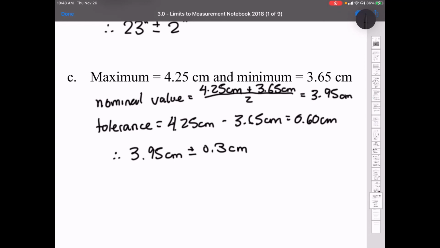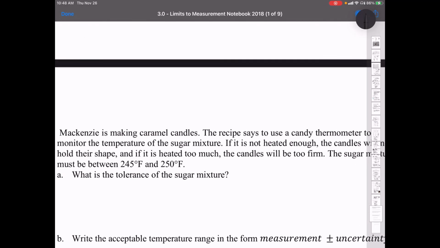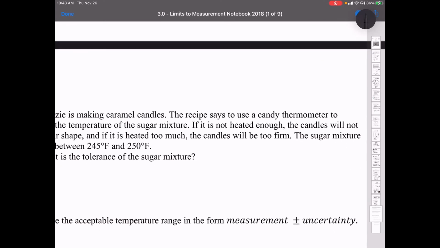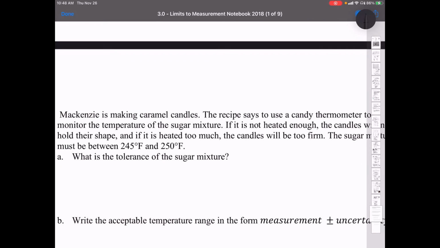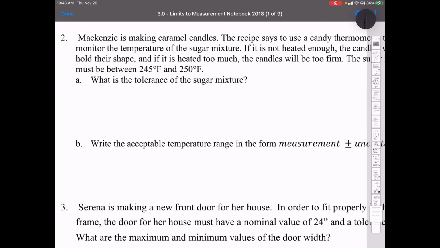All right, next one here. Mackenzie is working on making caramel candles. The recipe says to use a candy thermometer to monitor the temperature of the sugar mixture. If it's not heated enough, the candles will not take their shape, and if they're heated too much, the candles will be too firm. The sugar mixture must be between 245 and 250. So what's the tolerance? Well, it's just your max minus your min. So 250 degrees Fahrenheit minus 245 degrees Fahrenheit, which is 5 degrees Fahrenheit.